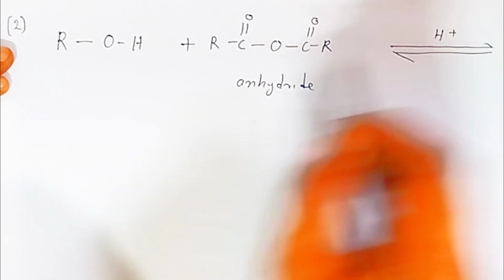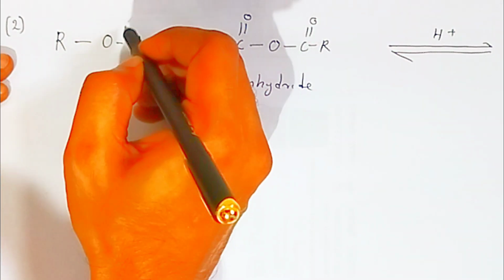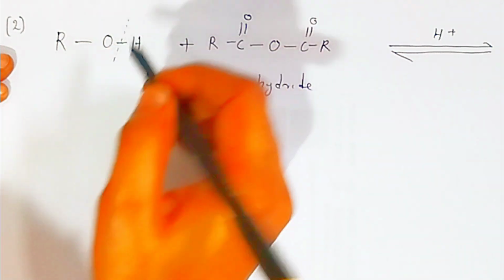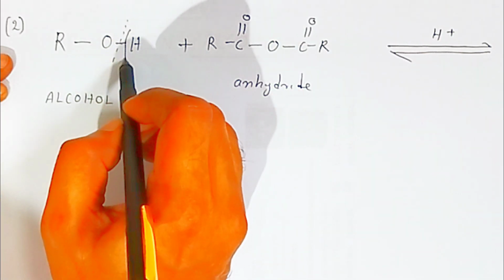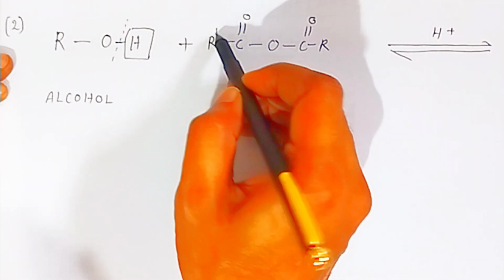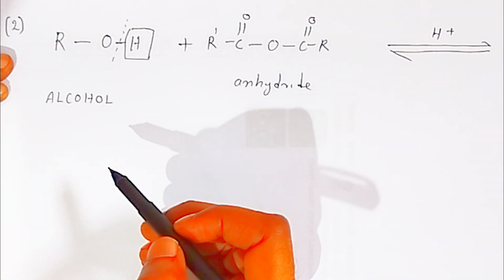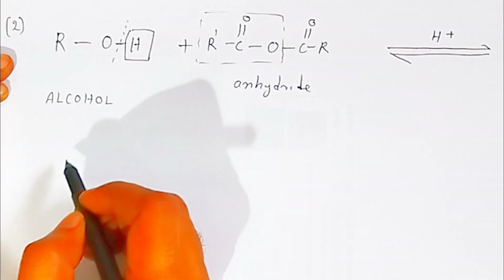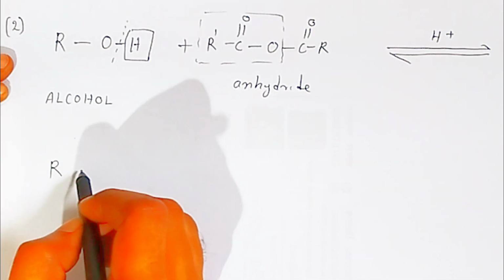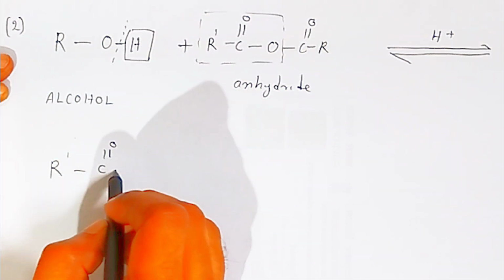What happens, students? In the presence of acid, the breaking will take place: breaking of the oxygen-hydrogen bond of the alcohol. This is the alcohol. Understanding, students? So this hydrogen now combines. Suppose here it is R dash, and this is R. Now it will combine with this, and it will form R dash COOH.